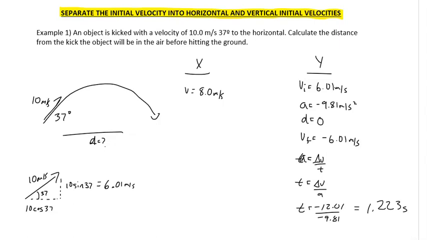That gets you a time of 1.223 seconds. Time is the one thing that can go between the x and the y, so we can say that the time is equal to 1.223 seconds. Now, the distance is easy, or displacement is easy. Just multiplying the two should get you 9.77 meters.